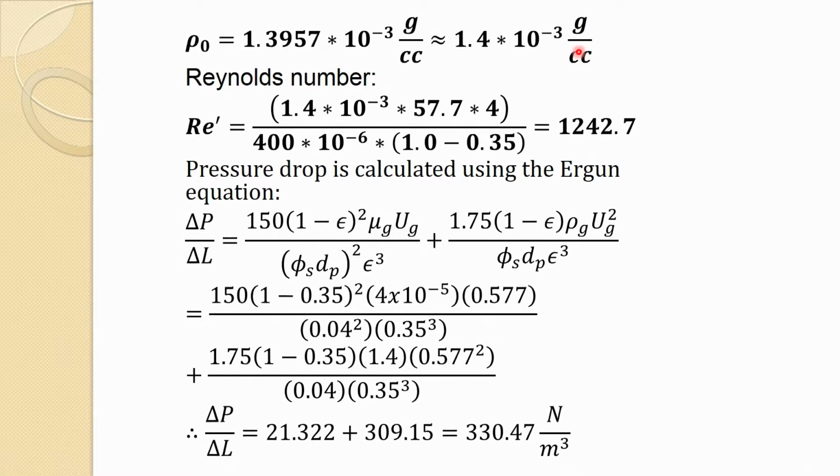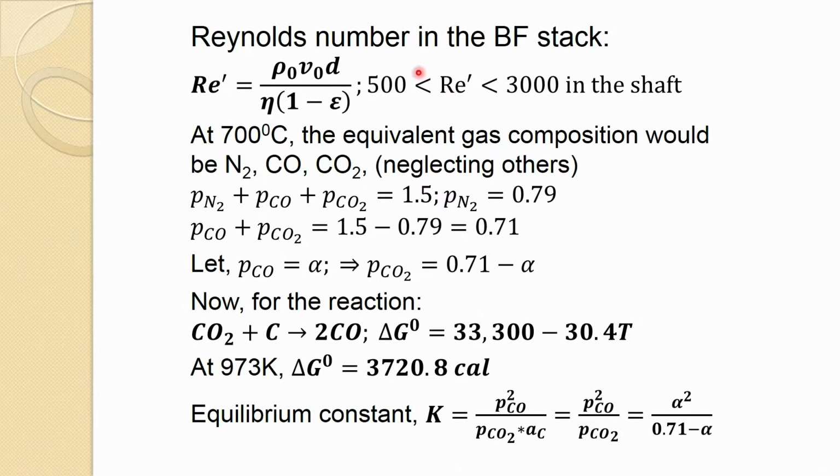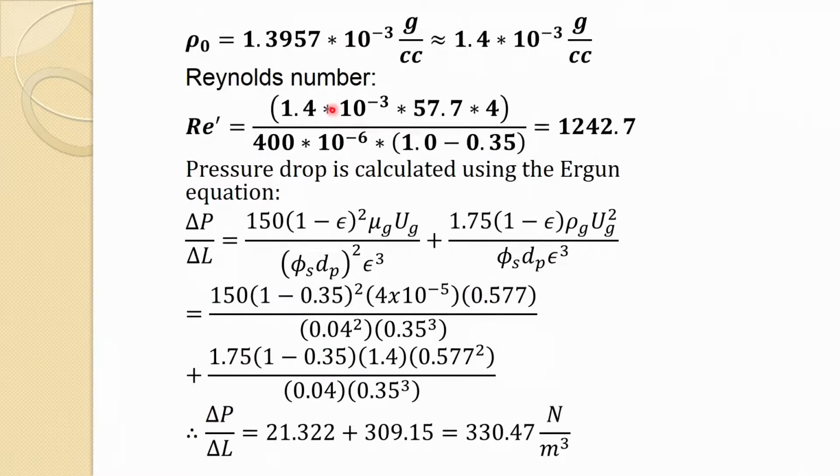Now we know all these, and we know the definition of the Reynolds number. We already have the density, we have the velocity, the diameter is given, the viscosity is also given, and the void fraction is also given. So, we can calculate the Reynolds number.